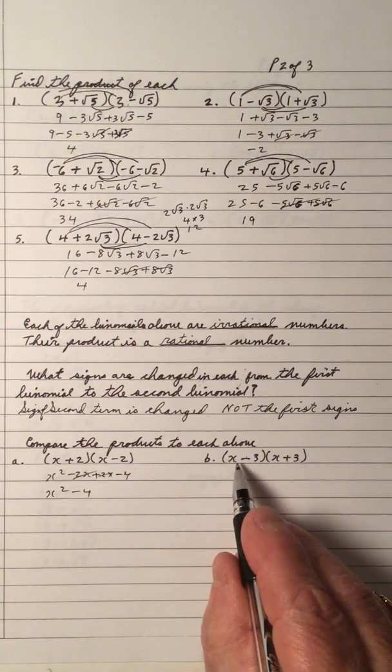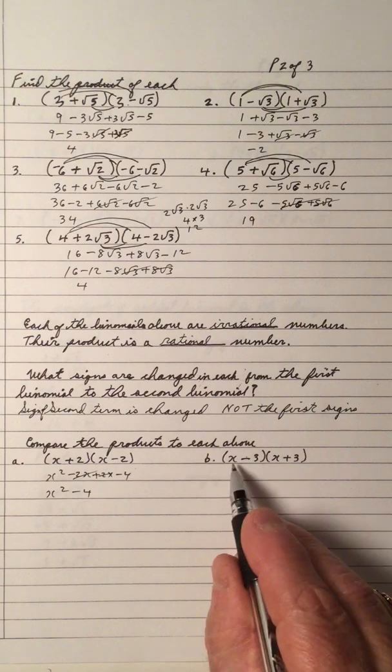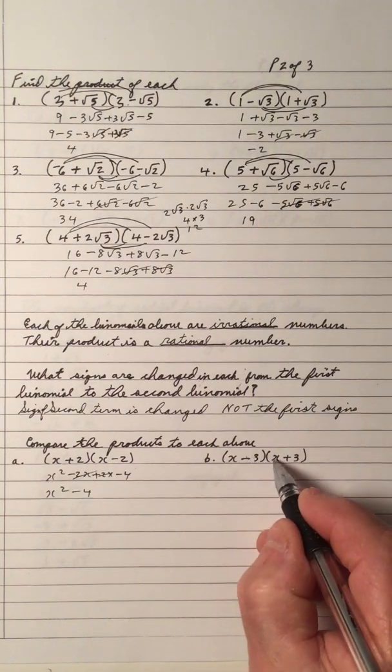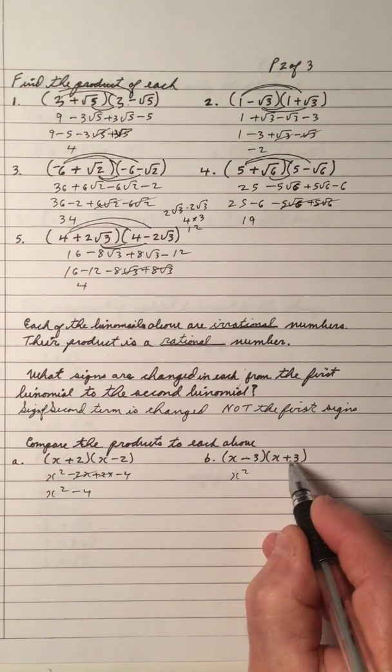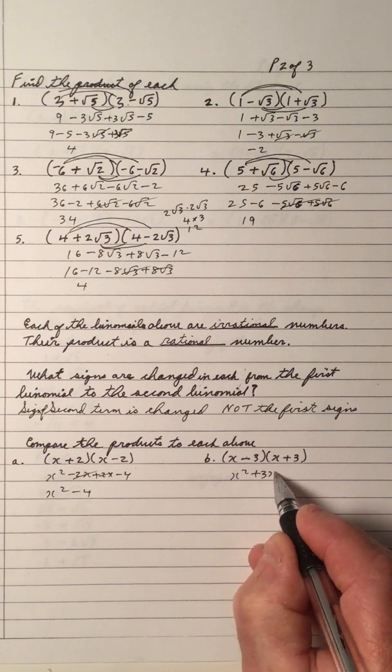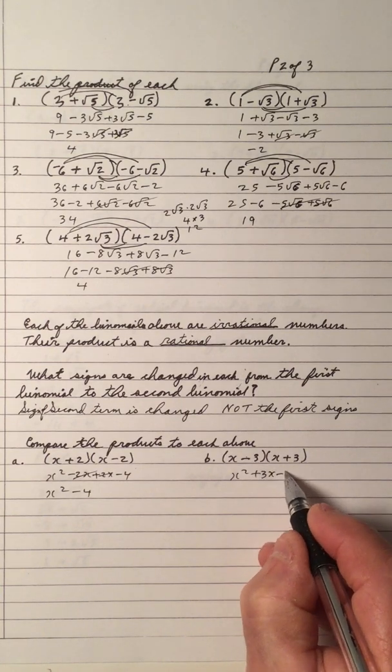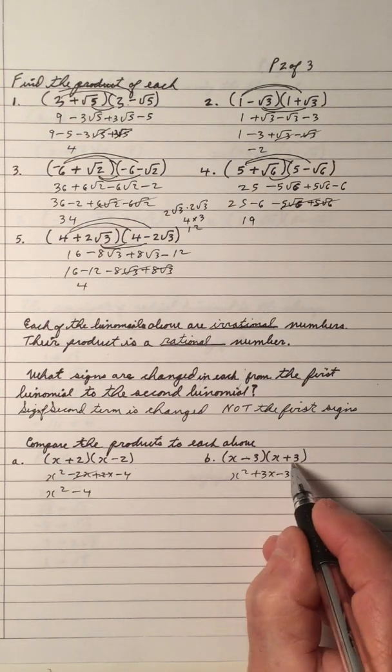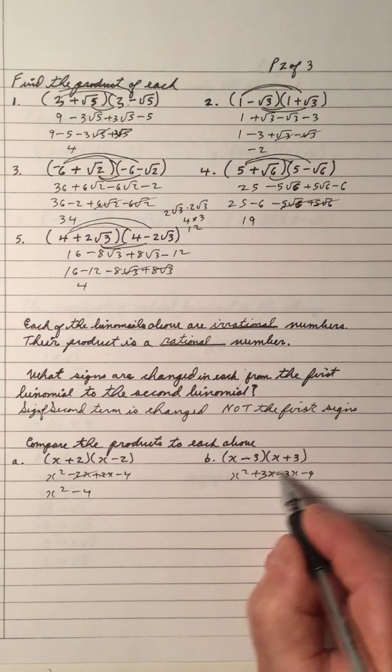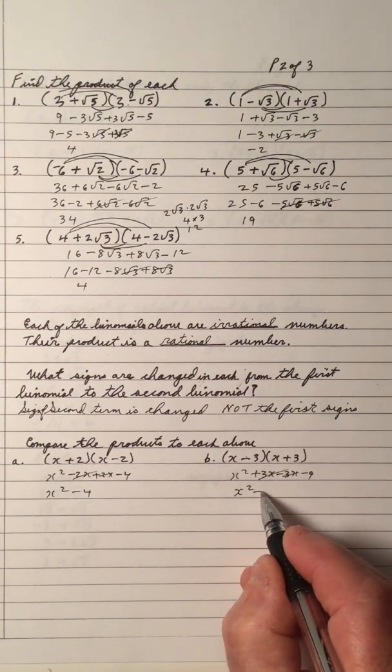And the same here. You have the same two terms separated by a plus and minus. So x times x is x squared. X times plus 3, plus 3x. Negative 3 times x, negative 3x. Negative 3 times 3, negative 9. They cancel out, you get x squared minus 9.